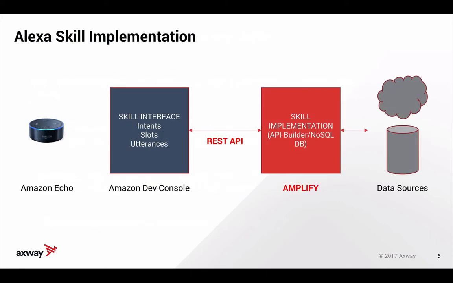So let's talk briefly about what an Alexa skill is. Alexa skills run on the Amazon Echo and related hardware, and you host your skill interface on the Amazon Dev console, meaning your skill is running in Amazon, but the skill implementation, meaning the business logic behind your skill, can run either on Amazon Lambda, or in this case, we're going to run that in Amplify using API Builder and the other components of the Amplify platform.